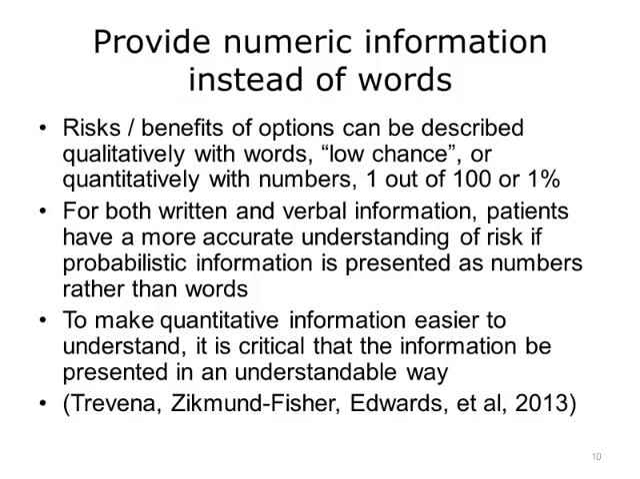One important concern is the lack of agreement about what terms, such as low risk, mean. To one person, a low risk may be thought of as a risk of 5%, and to another person, a low risk might be 20%. To make quantitative information easier to understand, it is critical that the information be presented in an understandable way.